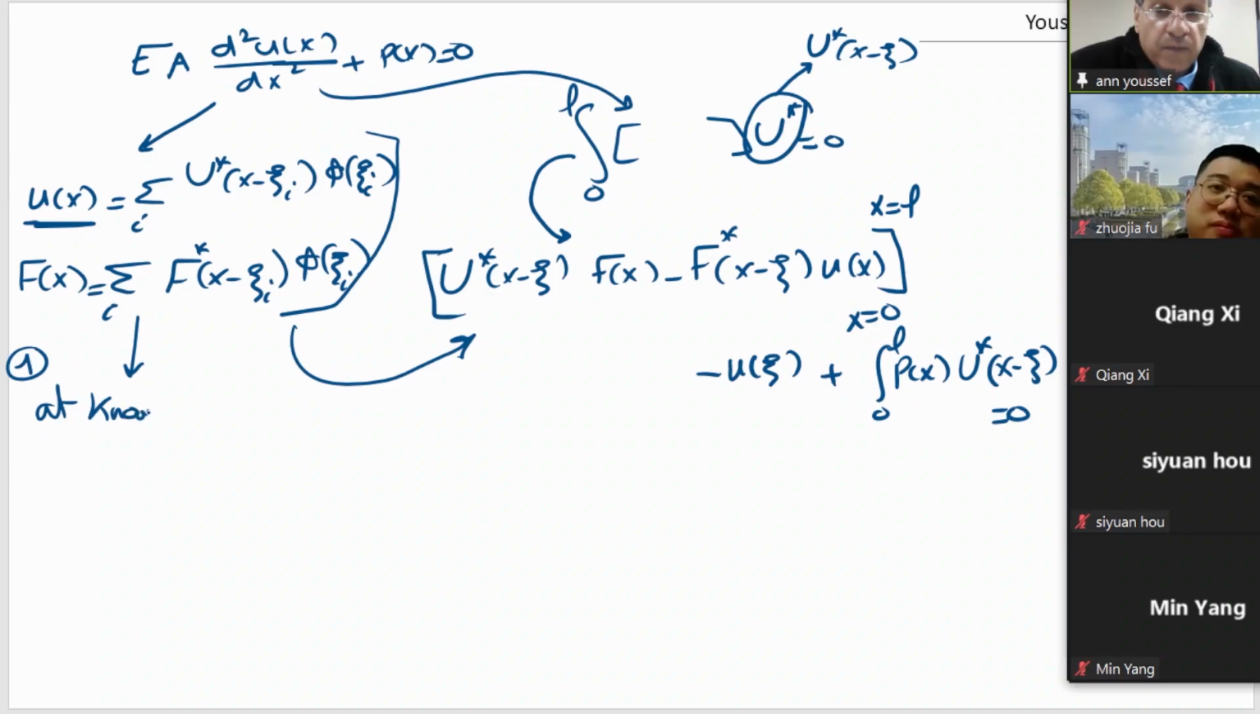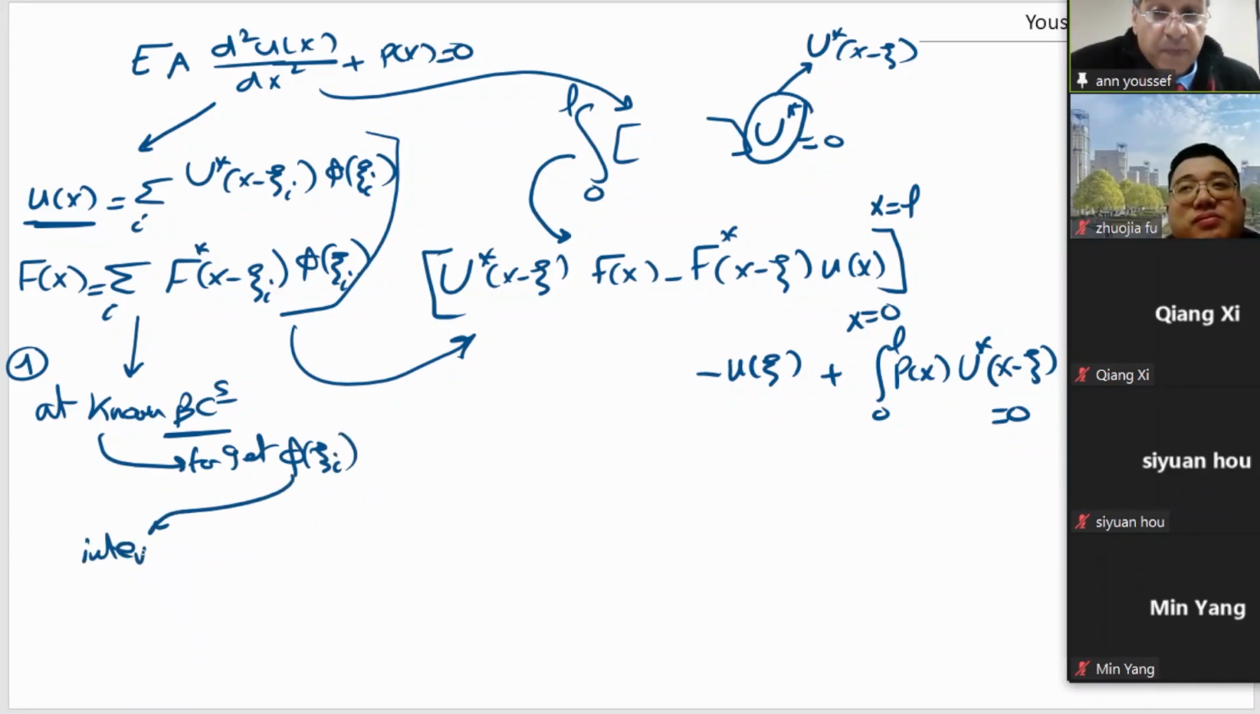known boundary conditions. We use it at first at the boundary conditions to get phi of xi I. Then we use phi I to get internal points at any value of x, because we call it indirect integral equation. We got phi first, then we substitute to get internal points. We get u of x and f of x.